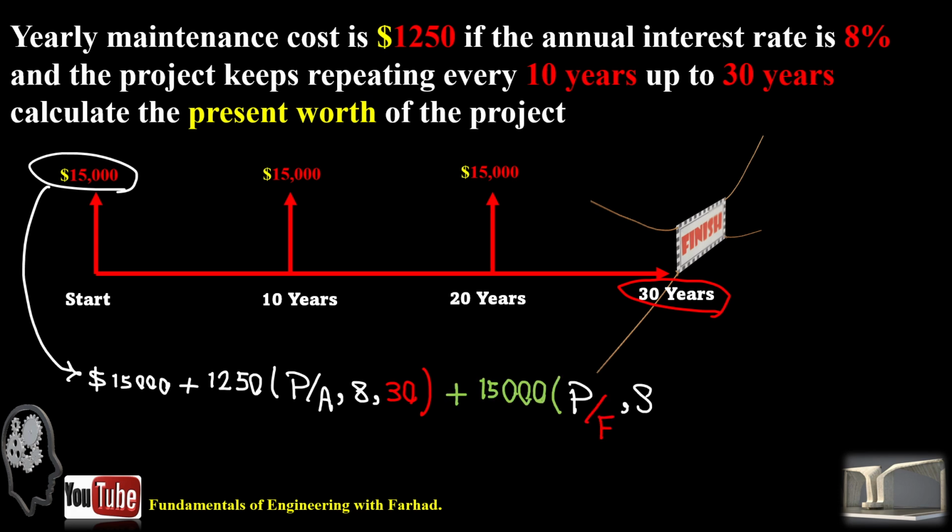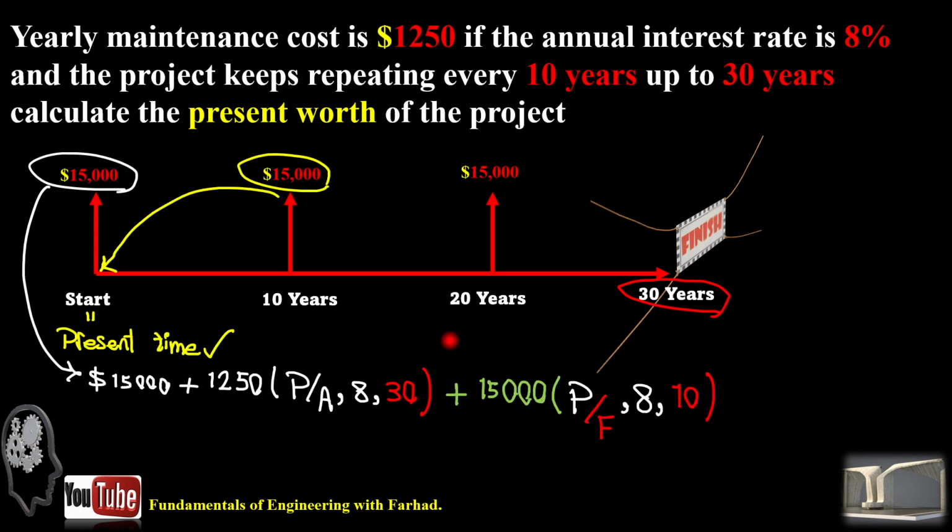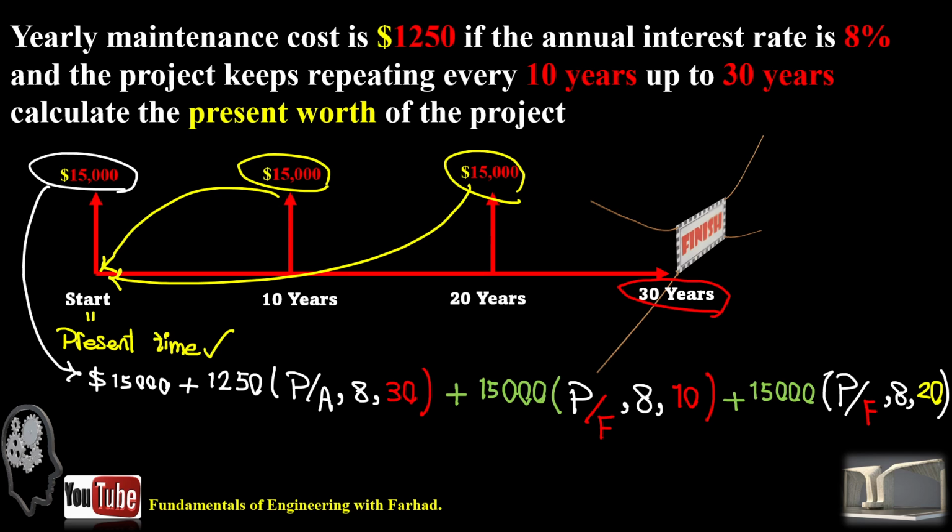The other component is the capital at 10 years, which we just transfer to the start or present time of the project. So that's 15,000 times the present from future factor at the same interest rate for a time span of 10 years. Likewise, for the other one at 20 years, we repeat the same: 15,000 present value from future at 8%, but this time for a time span of 20 years. We transfer it from 20 years to the present time.